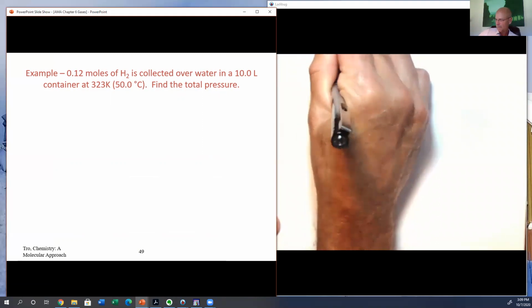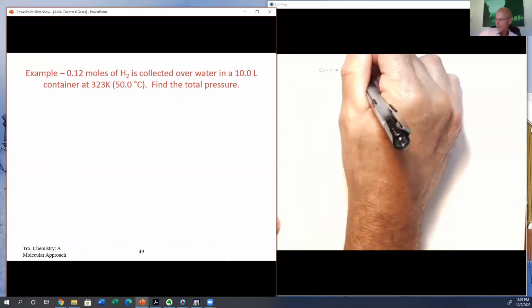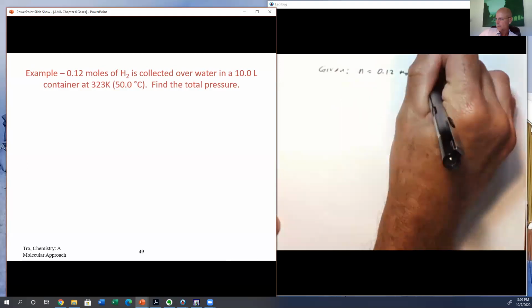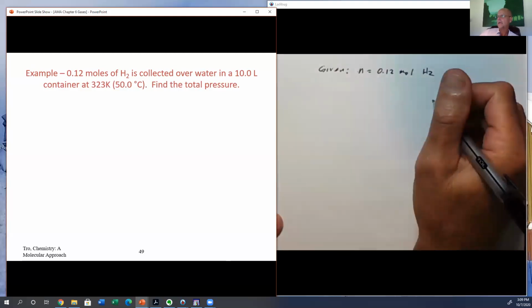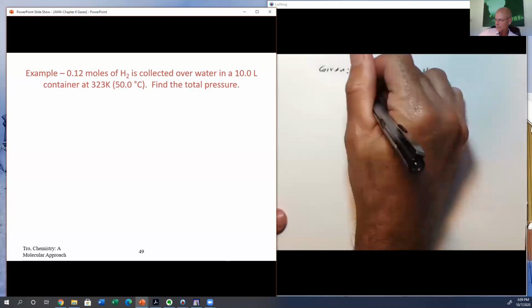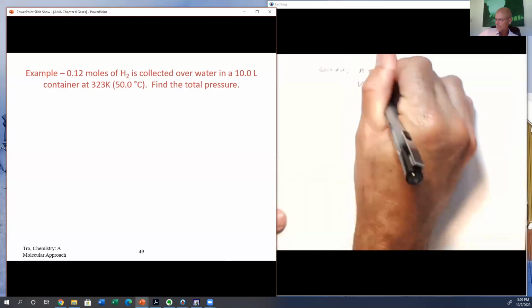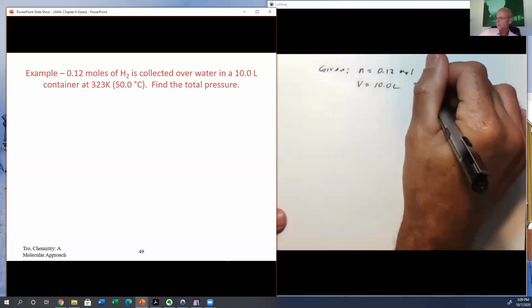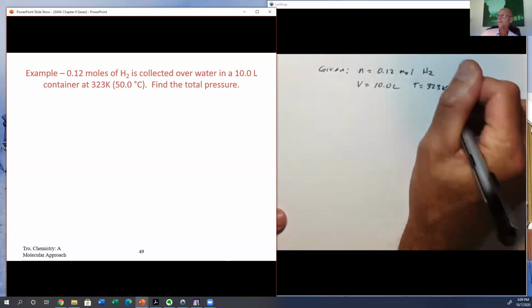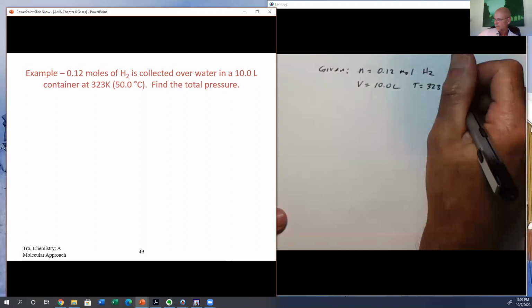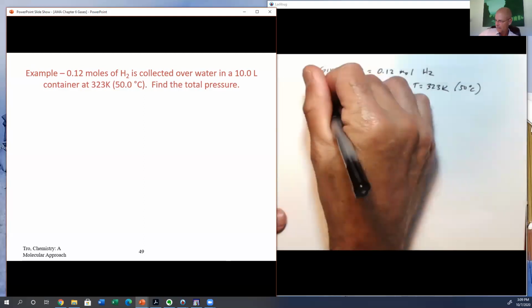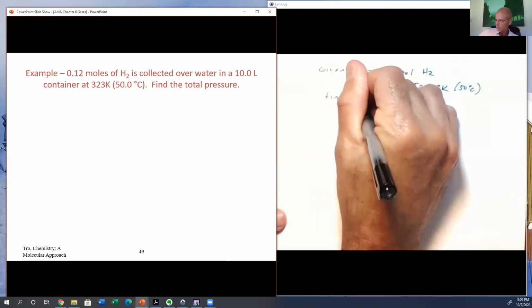Given that n is equal to 0.12 moles of hydrogen, it's collected over water in a 10-liter container, so the volume is 10.0 liters, and the temperature is 323 Kelvin, which is 50 degrees Celsius, and you want to find the total pressure.